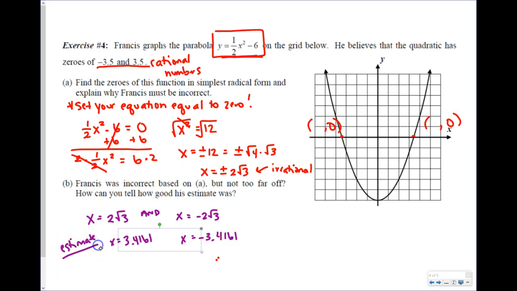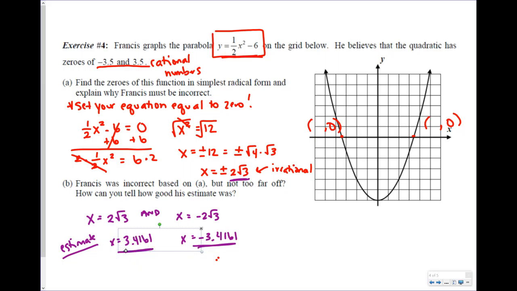Is he close? Are these numbers close to 3.5 and negative 3.5? Sure. He's really, really close. So it's a good estimate, but it's not actually accurate. Okay, which is why sometimes we want that simplest radical form, because this number is 100% accurate. This number, decimal, is always an approximation.